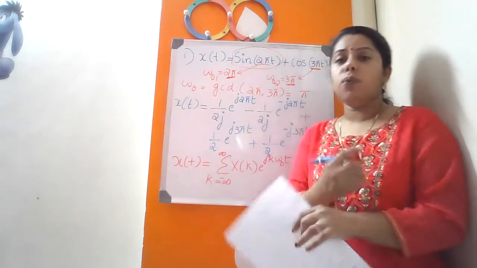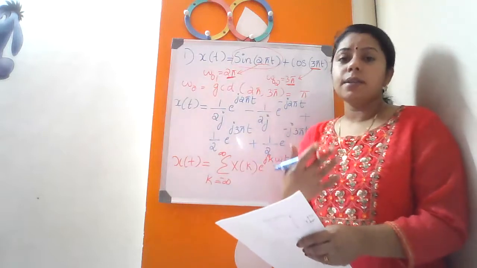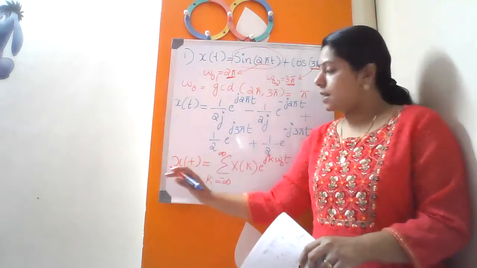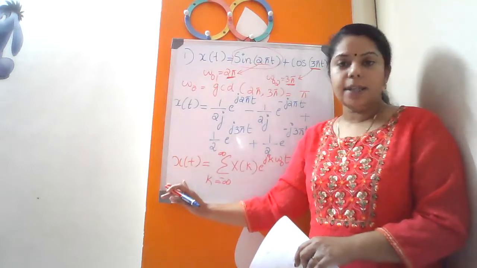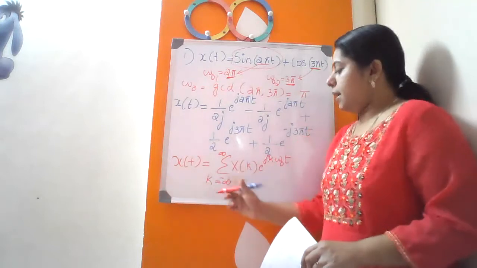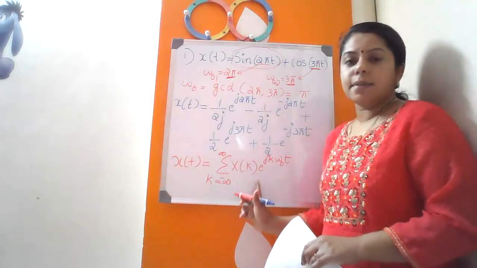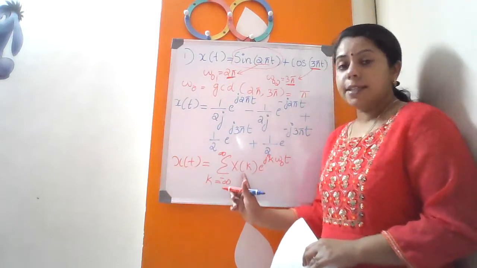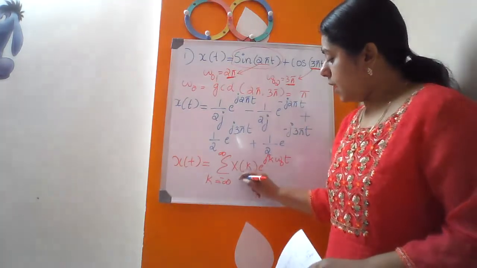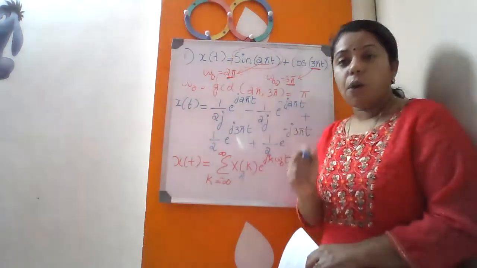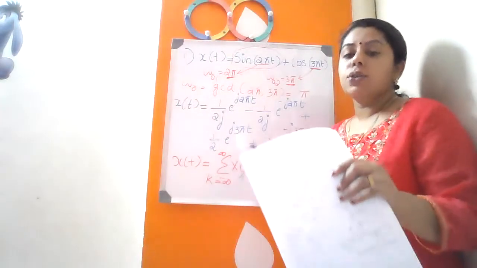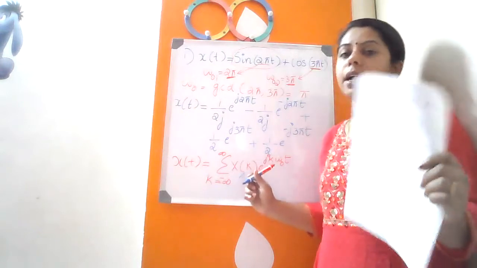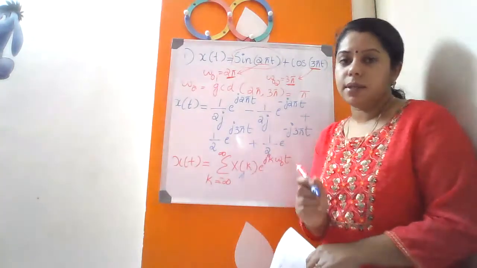Then let us go for the synthesis equation of our continuous time Fourier series. The synthesis equation is this one, isn't it? Any signal we can write as a superposition of complex sinusoids, that is, the summation over k from minus infinity to plus infinity of x of k, where this x of k is your Fourier series coefficients, times e power j k omega naught t. This is your synthesis equation.